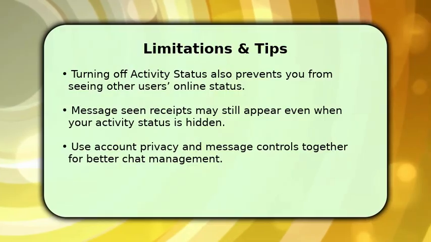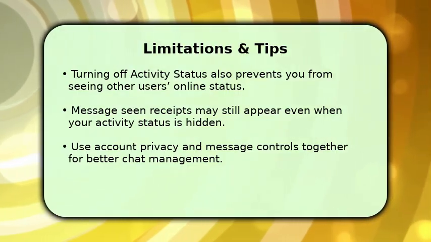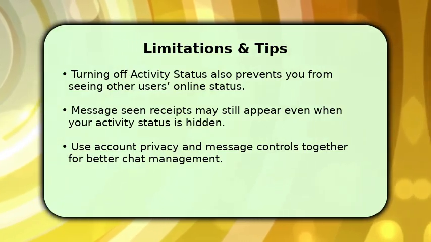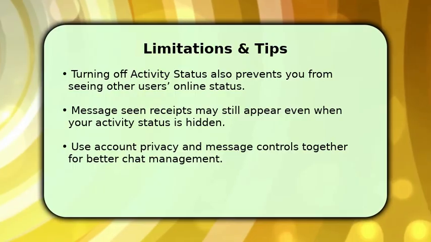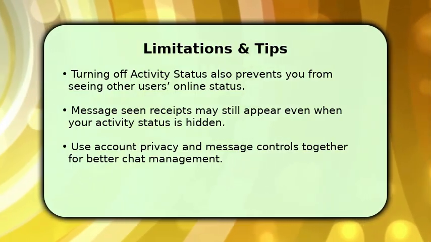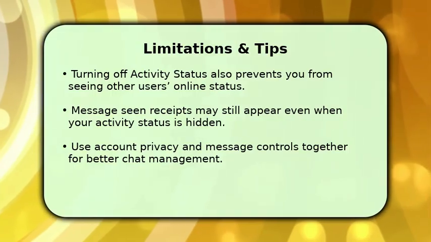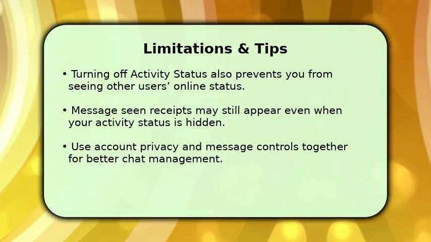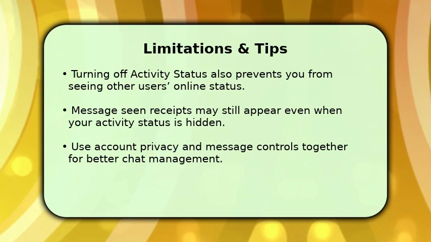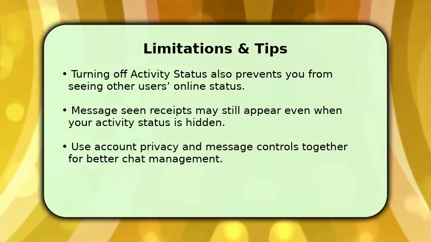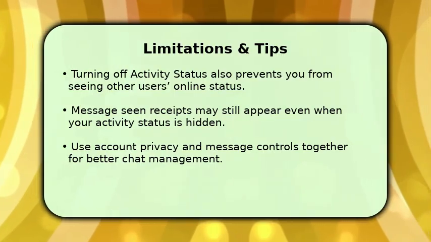Hiding your activity status is handy, but it has limits you should know. When you turn it off, you won't see other people's online status either, and message seen receipts can still reveal activity. Combine this setting with message controls, close friends, or muting threads to manage visibility. If privacy is critical, consider a secondary account or strict follower lists to reduce unwanted attention while keeping normal interactions with trusted contacts.